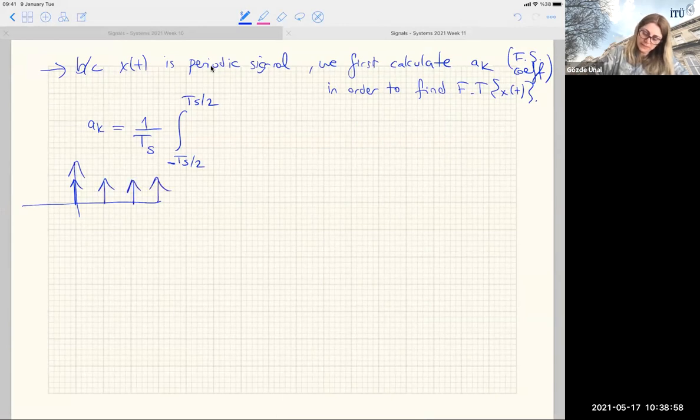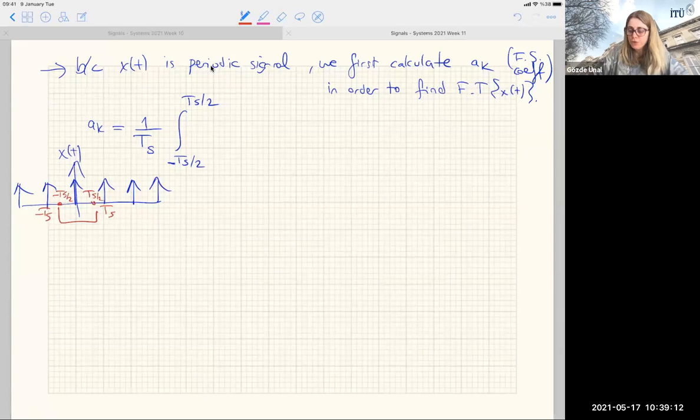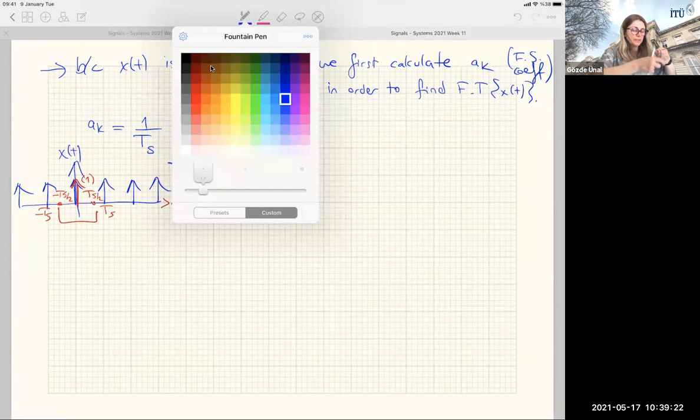Remember, this was our x of t. Now we are doing an integral in this range, from minus Ts over 2 to Ts over 2. There is only a single delta in that range, actually, a single impulse function. This was my t. Now let's just finish our integral, okay?